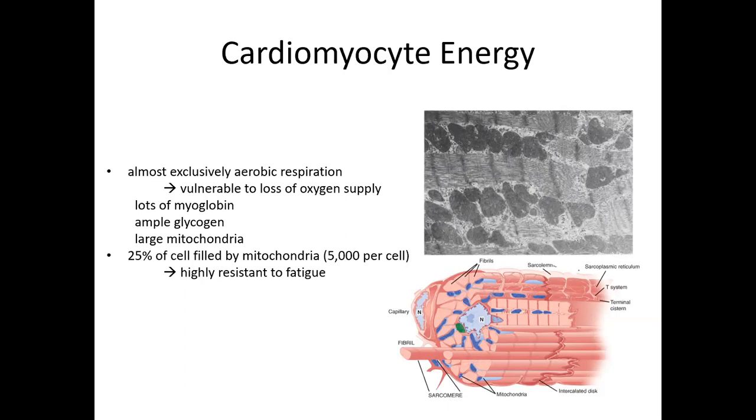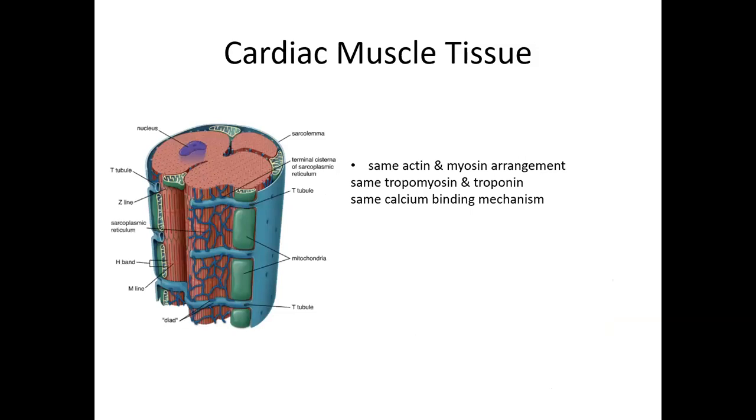And you can go back to previous pictures that we posted of skeletal muscle and compare the two, and you'll see they don't look like each other at all. And this enables the heart to be highly resistant to fatigue. So when we look at the cell, as you just saw, we had sarcomeres. So we have the same actin and myosin arrangement.